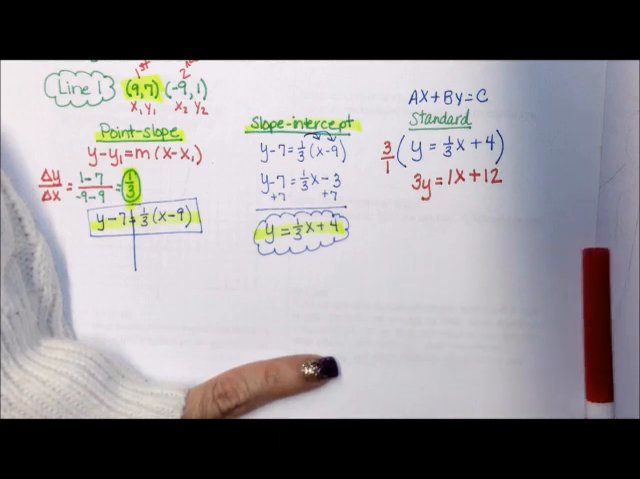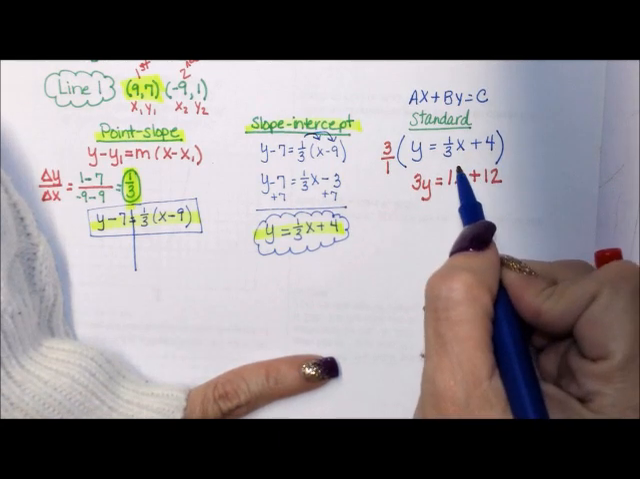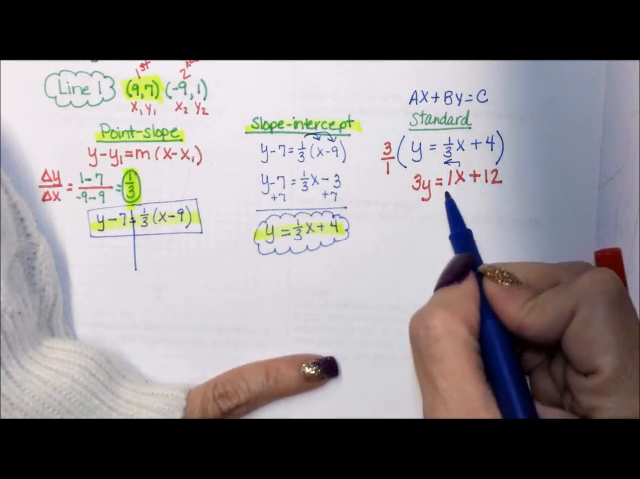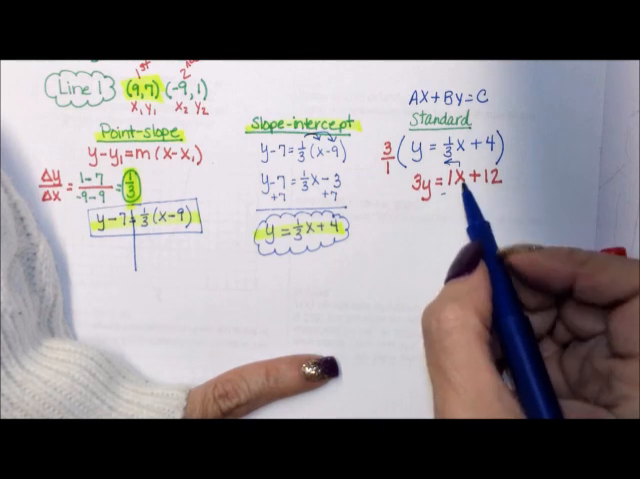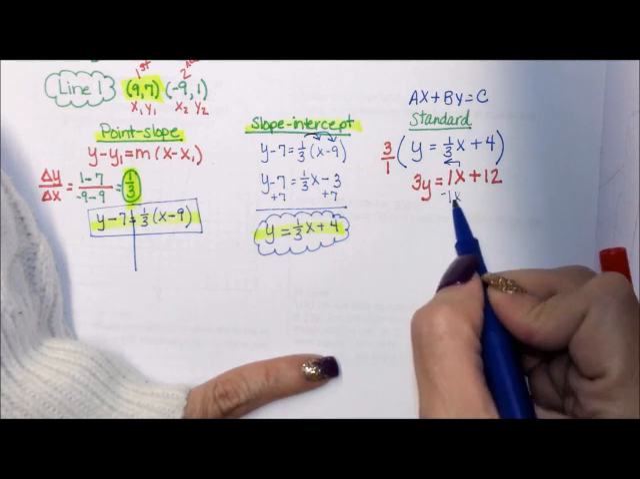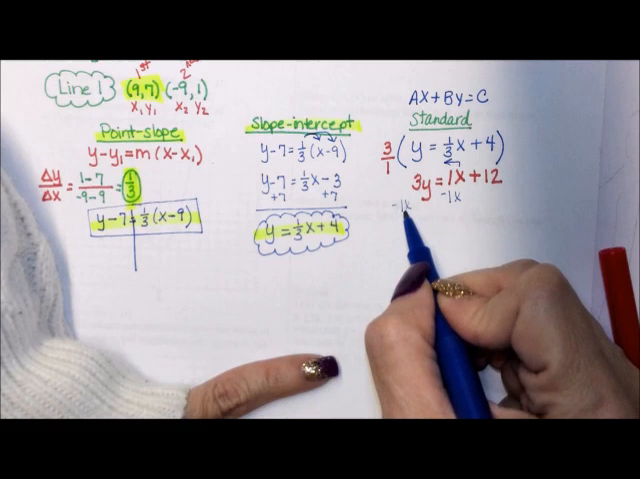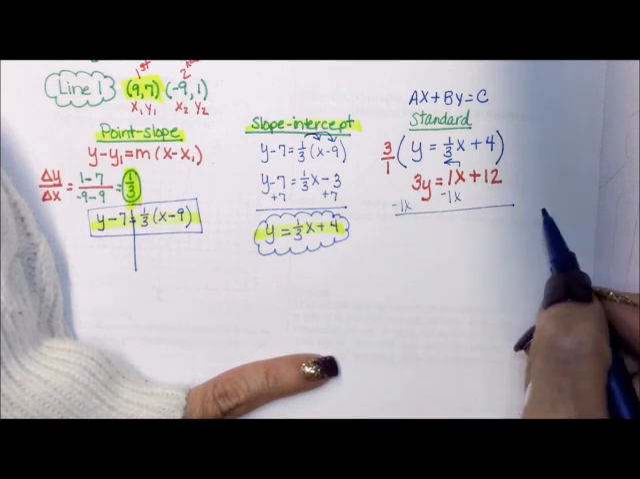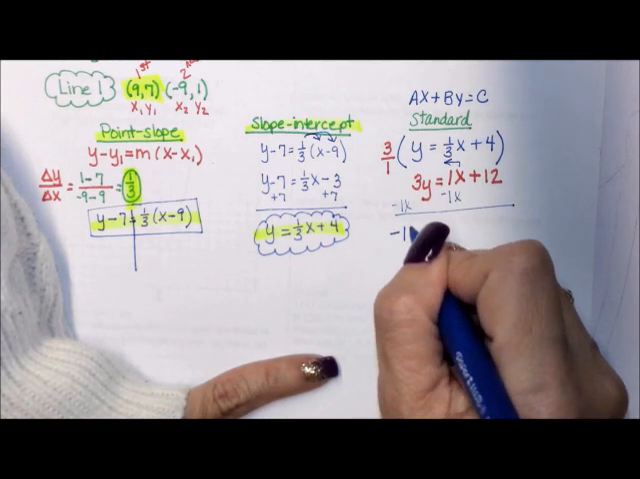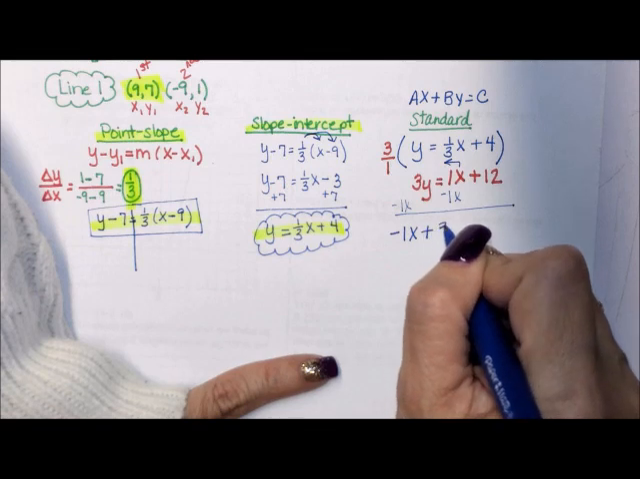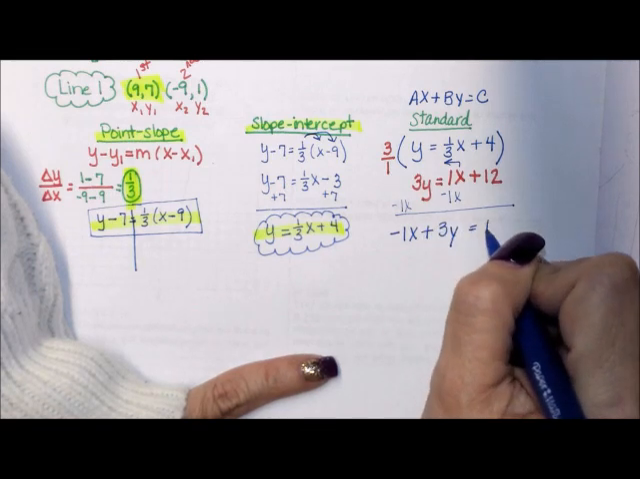I can't have fractions. So I'm going to move this x to the other side. So I know you're like, what? But we always solve for y. I know. Don't worry about it. We're just going to move it over here. All right. So that's negative 1x plus 3y equals 12.